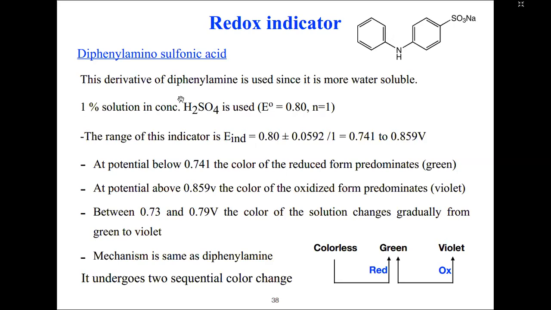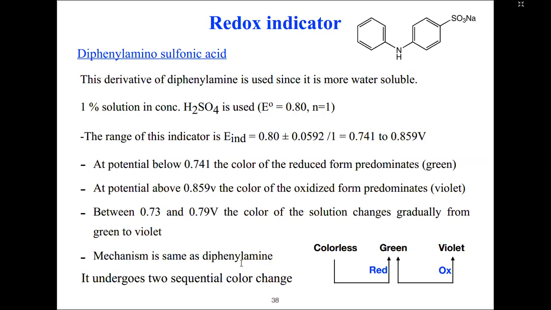So like diphenylamine, you need to know the E naught value for this, which is 0.80, and its N value is 1. For diphenylamine, the N value was 2. However, the N value for this reaction is 1. And the working range is what you get when you substitute in the Nernst equation. The reduced form has green color and the oxidized form has violet color. So the color changes gradually from green to violet.